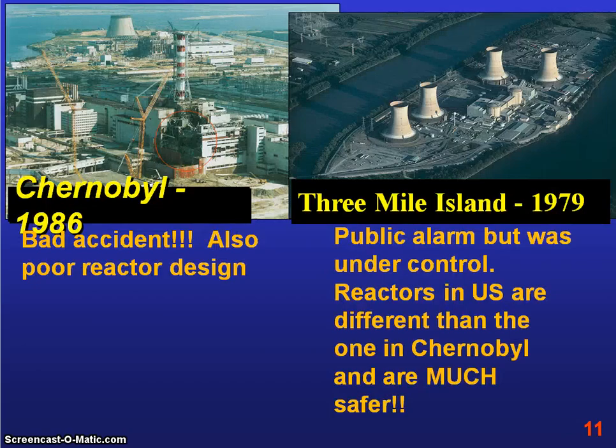There have been two nuclear accidents. In 1979, Three Mile Island, located in Pennsylvania. The public was alarmed, but the reactor was under control. In 1986, Chernobyl occurred. This was a very severe accident due to the poor reactor design.